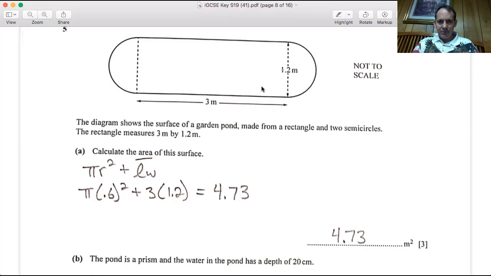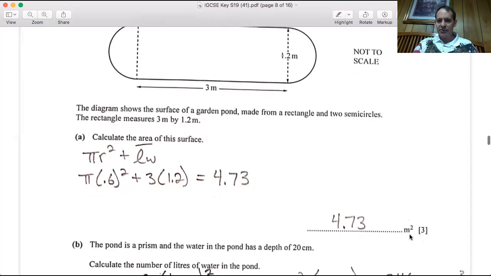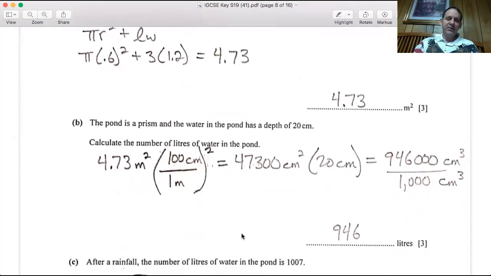So as far as the length times width, that's pretty easy. 3 times 1.2. But for the circle, it's radius. Radius is half the diameter. So half of 1.2 is 0.6. So pi r squared plus the length times width gives you 4.73 meters squared is your area. Now it says that the pond is a prism, meaning it's a 3-dimensional object and that it has a depth of 20 centimeters. So a prism being that area just goes straight down for 20 centimeters.